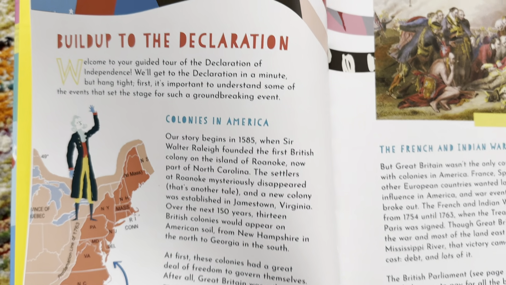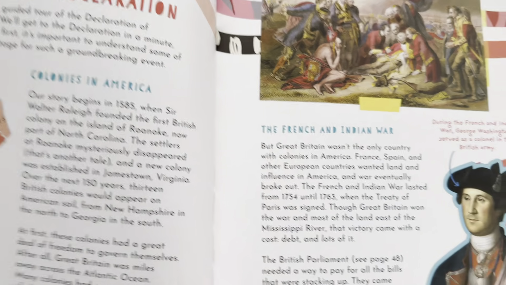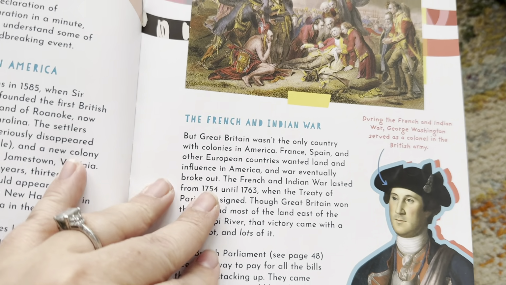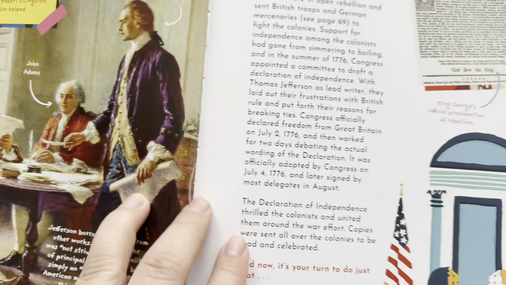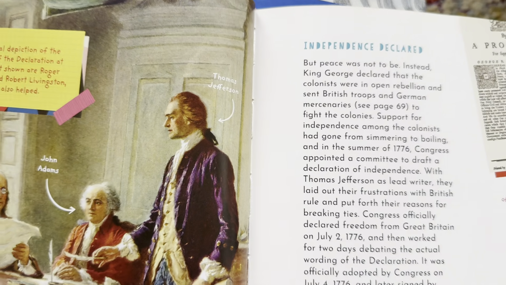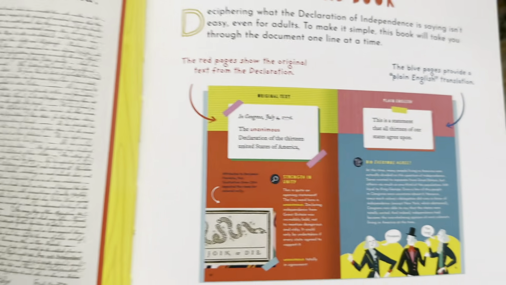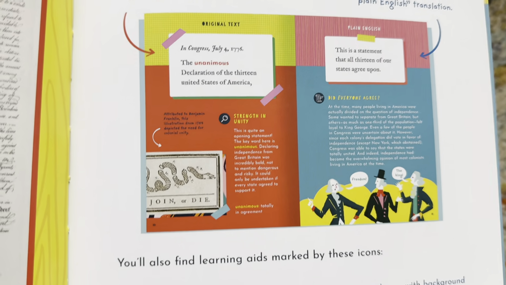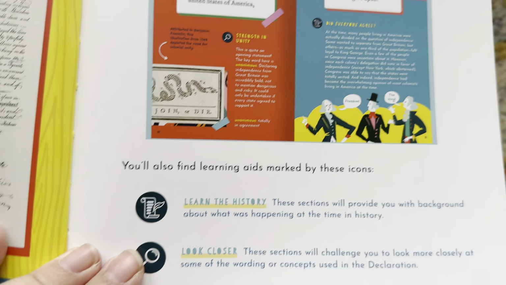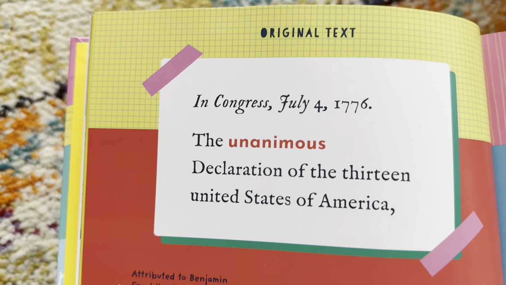All right. So first of all, they're talking about what happened prior to all of this, right? Taxation without representation, Continental Congress, independence is being declared. How to use this book. Deciphering what the Declaration is saying isn't easy even for adults. So first we learn some background knowledge on it, and now we're getting into it.